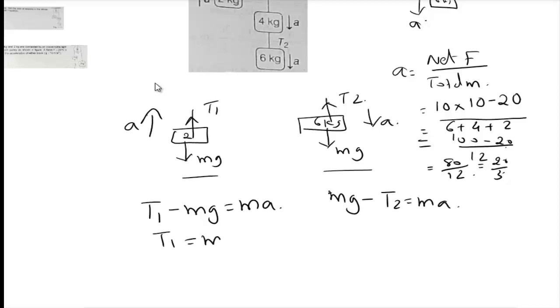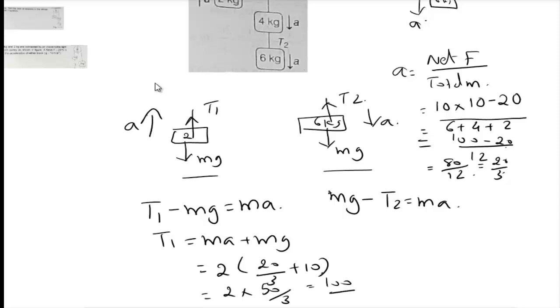So here T1 equals ma plus mg. We know the value of m here: 2 kilogram. Times a plus g. a we already got as 20 by 3, plus 10. So while solving, you will get 2 into 50 by 3, that is 100 by 3 Newton. That is T1.